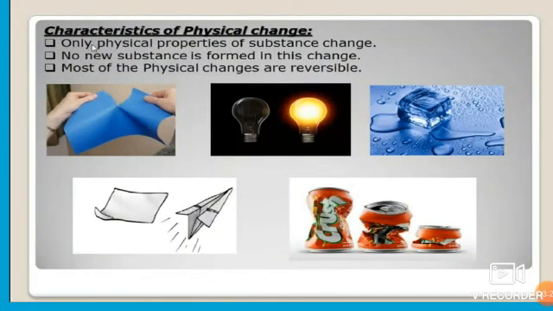Characteristics of physical change. Only physical properties of a substance change. No new substance is formed in this change. Most of the physical changes are reversible.